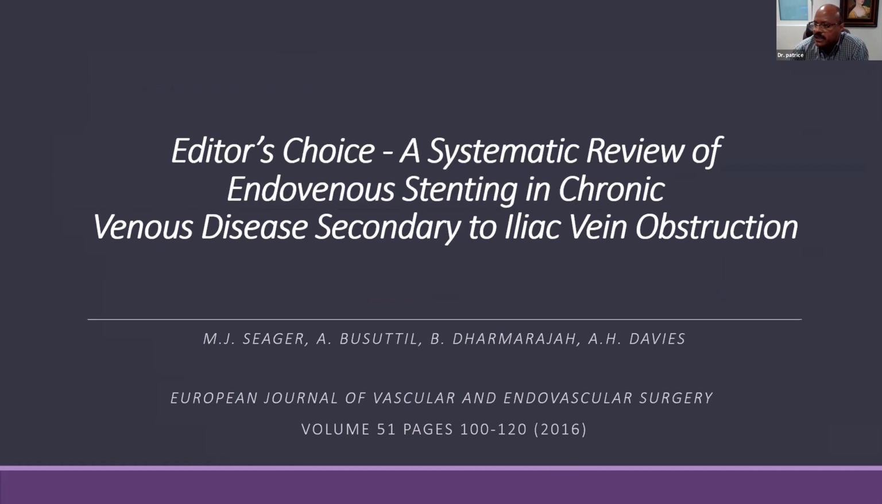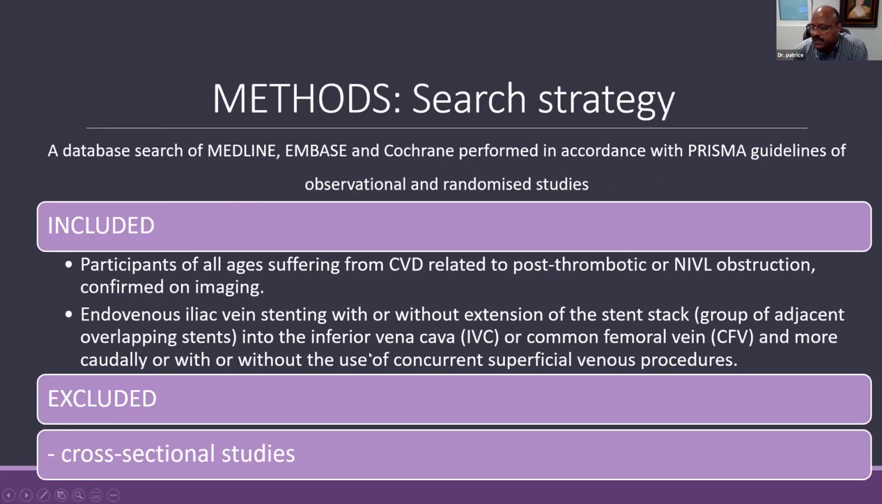This one here was a systematic review by Seeger and Alan Davis, which we had a webinar together two or 3 days ago. They look at the chronic disease secondary to iliac vein obstruction. This was published in 2016. As you can appreciate, it went, of course, to the European Journal again, who like this type of publication.